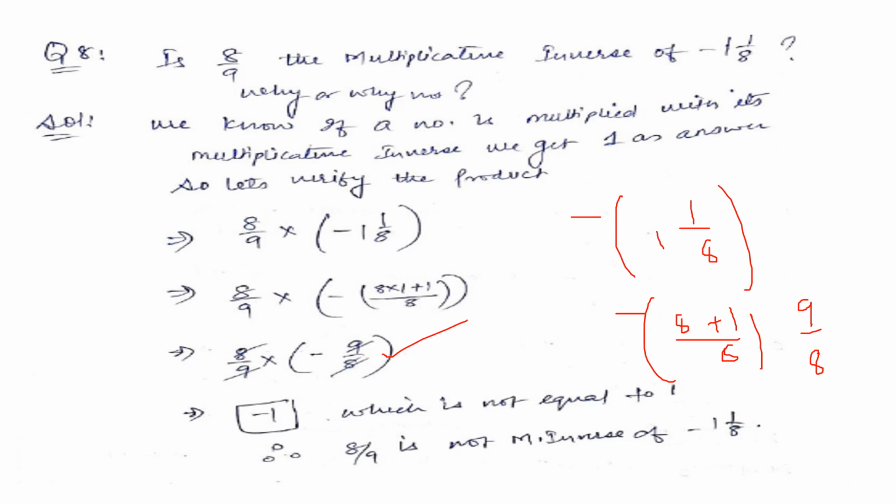And if you check, 8 and 8 will cancel, 9 and 9 will cancel, but this minus is remaining over here. So we will say the answer is minus 1. But the multiplicative inverse should give the answer as plus 1, not minus 1. Therefore, we can say 8 upon 9 is not the multiplicative inverse of minus 1 upon 8. If it was minus 8 upon 9, it would have been a correct answer. Okay, but in this case, it is not.